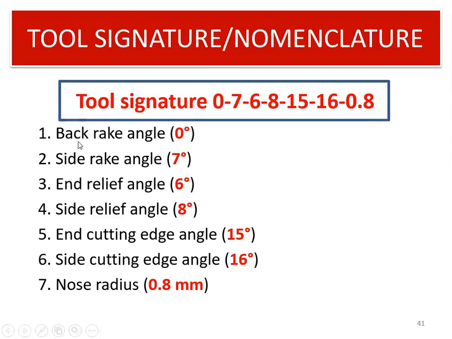So the pattern you can observe: we don't name an end rake angle, there is no end rake angle, there is back rake angle. That's why the terms are back and side. Again at third and fourth it is end relief and side relief. Then at fifth and sixth it is end cutting edge angle and side cutting edge angle. So the pattern you can remember: back rake, side rake, end relief, side relief, end cutting edge angle and side cutting edge angle. At the seventh place is your nose radius.